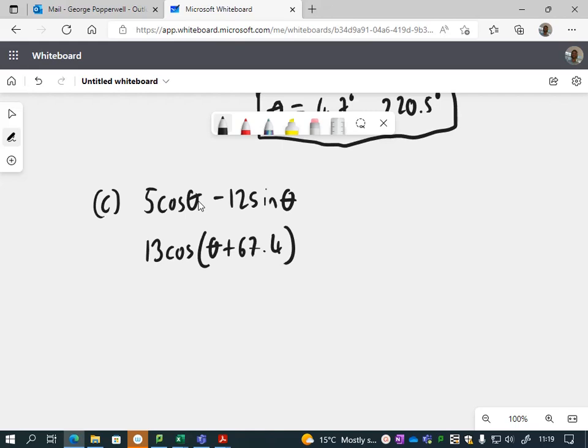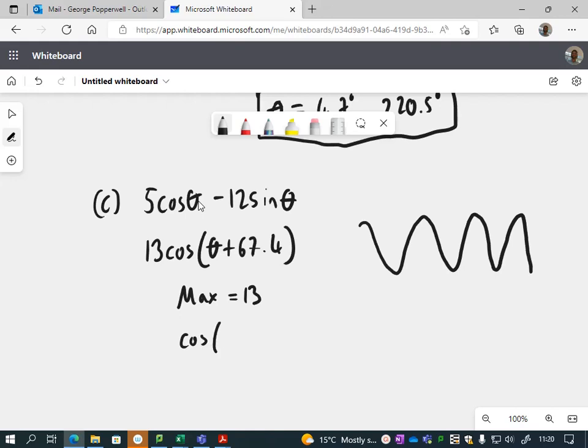Now, what's the maximum value of this? Well, at the maximum, just think what happens to the cosine graph of theta plus 67.4. It's basically just bobbing between 1 and negative 1. So when does the maximum occur? The maximum occurs when cos(theta plus 67.4) is equal to 1. And when it is equal to 1, the maximum will be 13. So the maximum is 13, and it happens when cos(theta plus 67.4) is equal to 1.